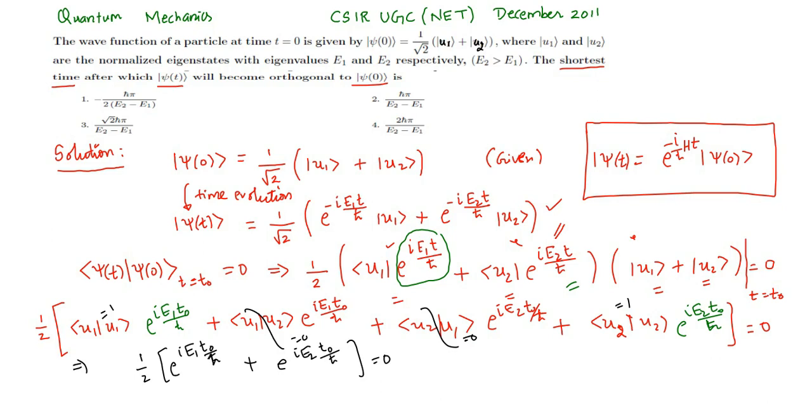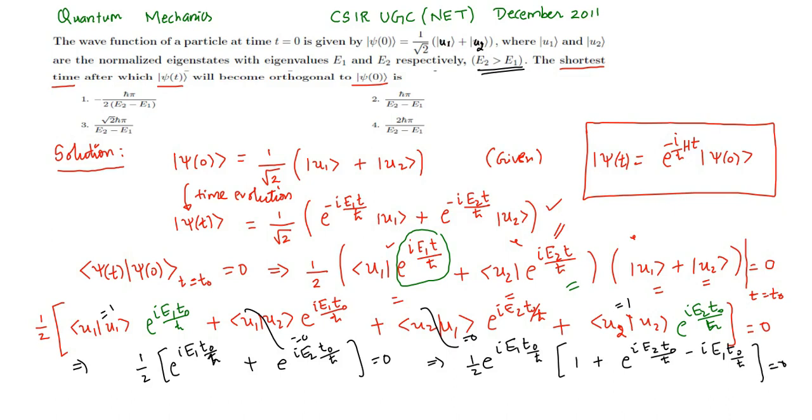Okay. Now what we have to do? We have to calculate t naught. So let us take E1 outside. The first term, e power i E1 t naught by h bar, outside. We have to find the difference E2 minus E1, and it is also given that E2 is greater than E1. So taking e power i E1 t naught by h bar outside, with 1 by 2 already there: 1 plus e power i E2 t naught by h bar minus i E1 t naught by h bar is equal to 0. So this is what you will get.